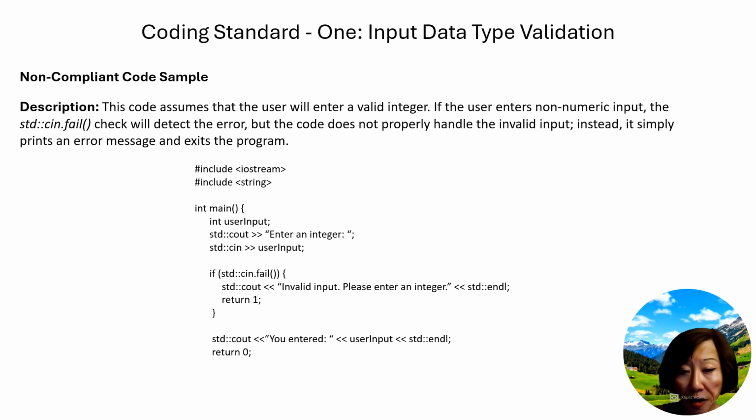If the user enters non-numeric input, the std::cin fail check will detect this error. But the code does not properly handle the invalid input. Instead, it simply prints an error message and exits the program. This code here is very simple, very straightforward. It compiles, it links, it runs. But it's not robust. It is also likely not doing what you intended it to do.